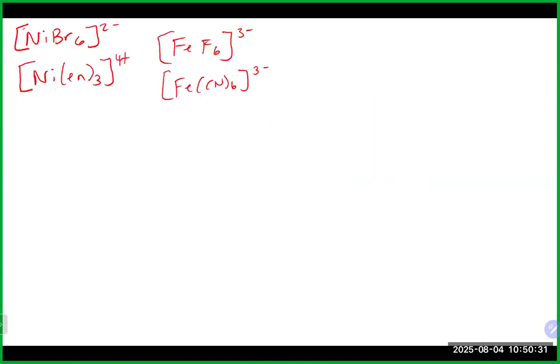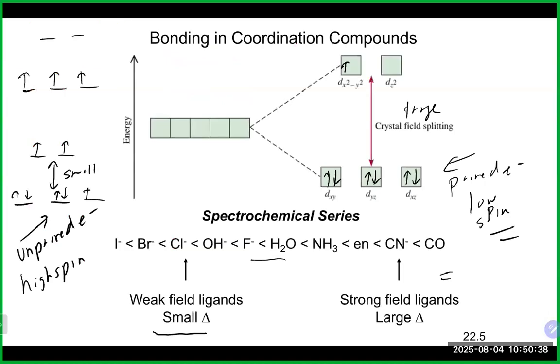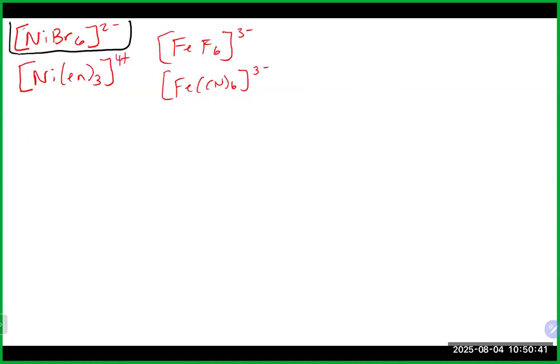So let's just take the first one here, which is our nickel with our bromine. The first thing we want to figure out is the oxidation state of our nickel. In this particular case, we have bromine, which is -1, and there are 6 of them, which is -6. Overall, we have a -2. So in this particular case, our nickel actually has a +4 charge.